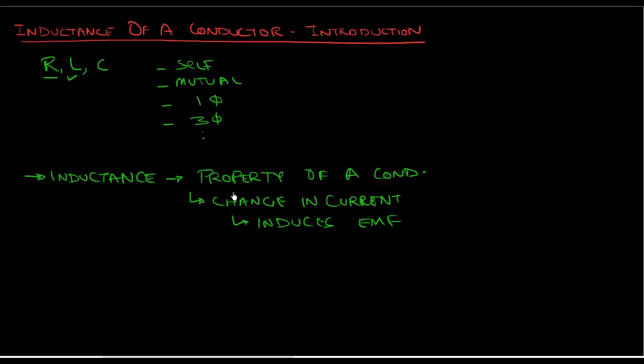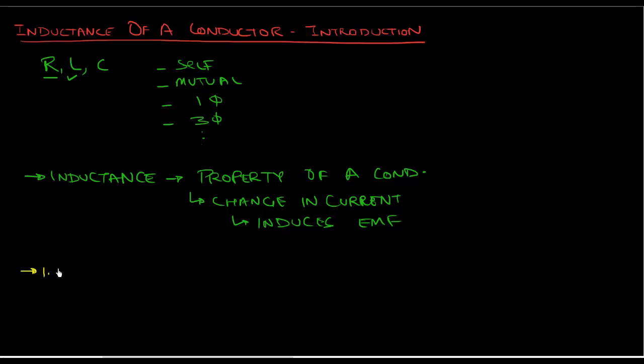As simple as that. The key thing to remember is it's a property. So it's a physical property. It wasn't something that was invented. It wasn't something that was derived. It was something that scientists observed. So once again, inductance is the property of a conductor where the change in current induces an EMF. Let's look at some of the laws that help us better understand this concept.